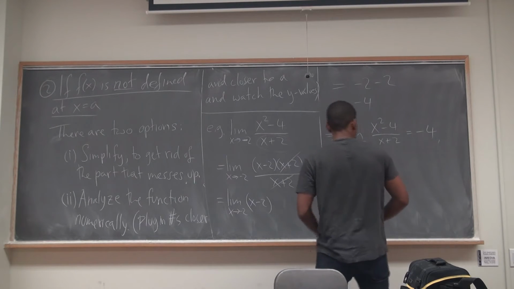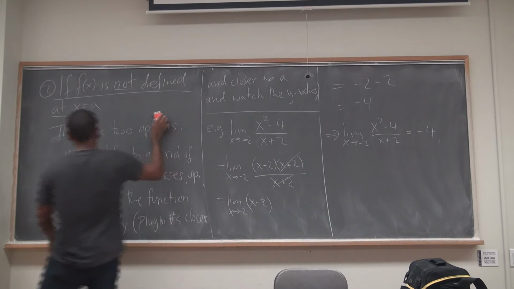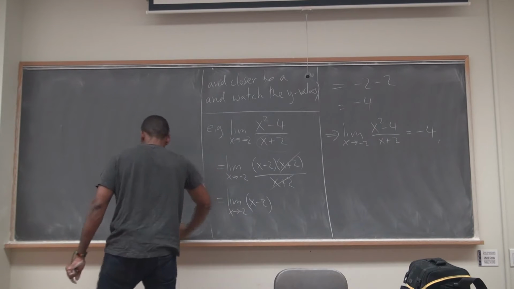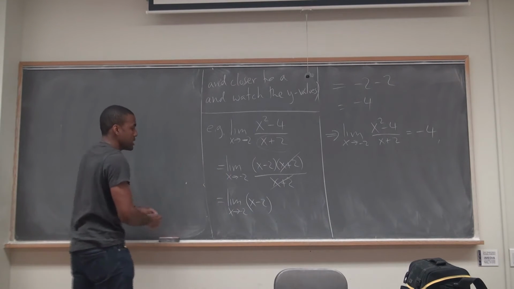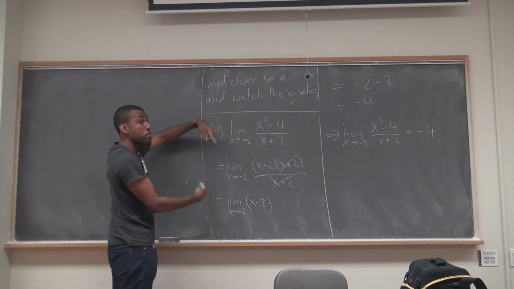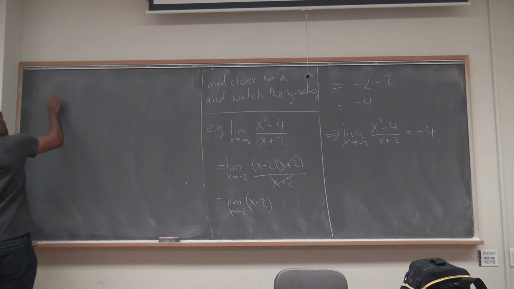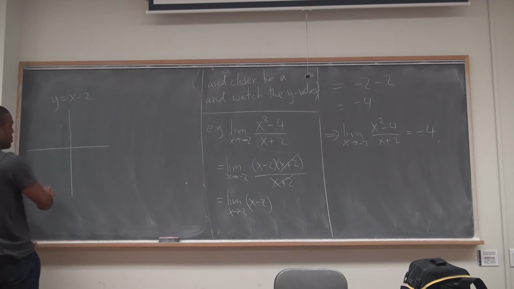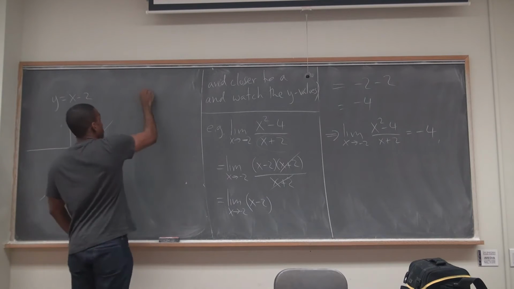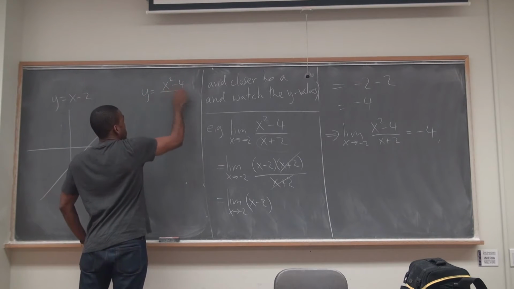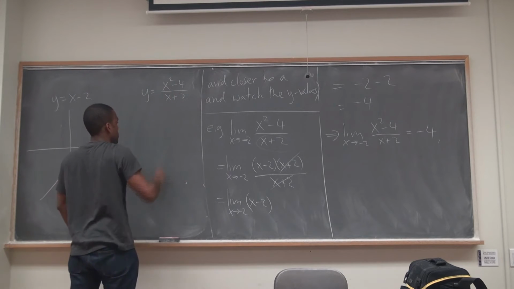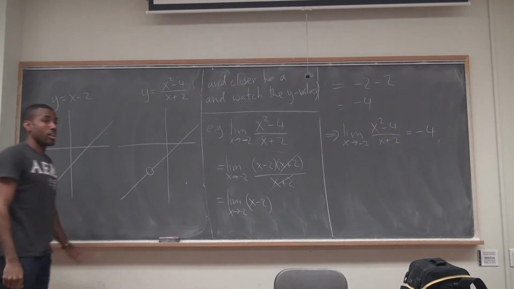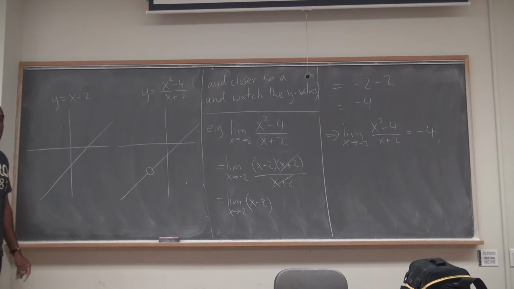Because in fact, we did this last time. Basically what this is saying is, as I approach negative 2, they behave the same way. It doesn't mean they're the same function. If I were to graph y equals x minus 2, the graph looks like that. If I'm to graph x squared minus 4 over x plus 2, the graph looks like that. They're actually two different functions. It has two different rules.